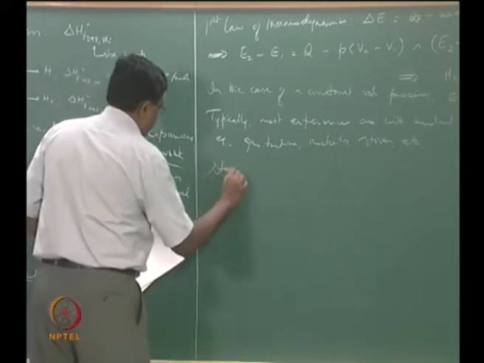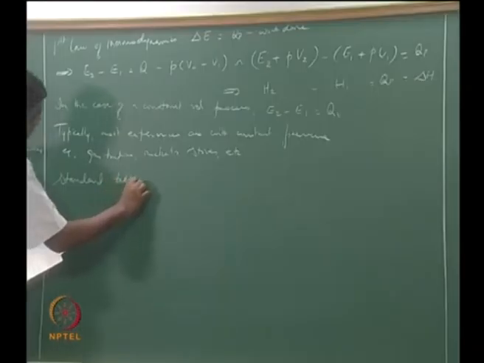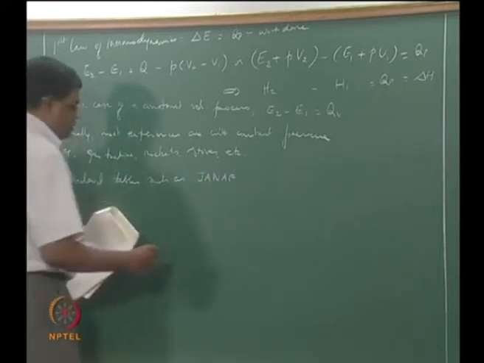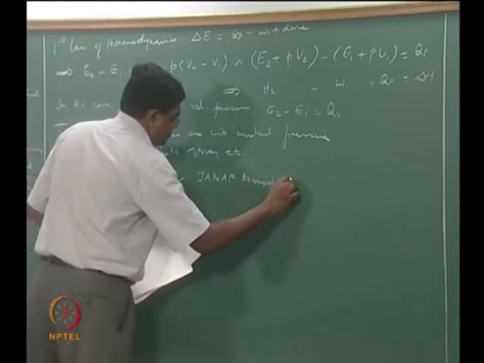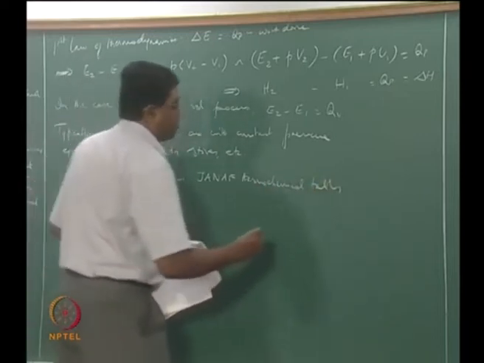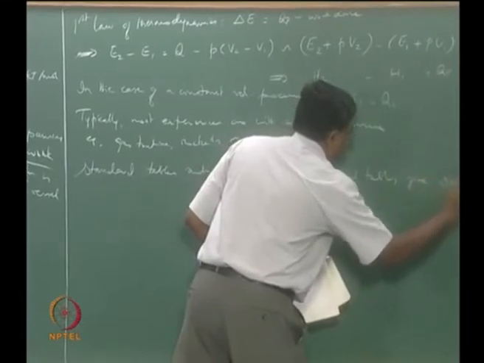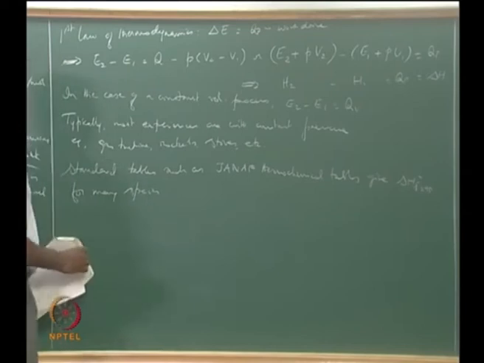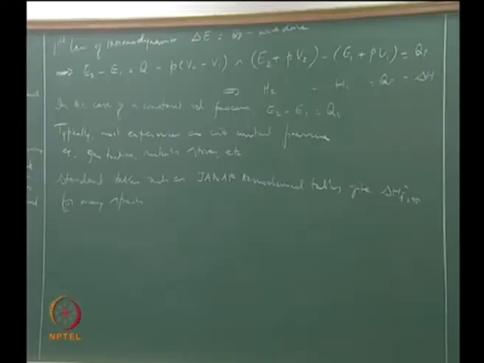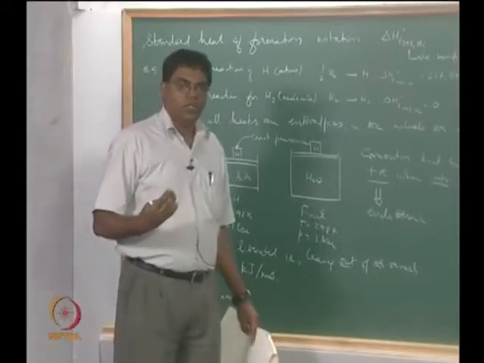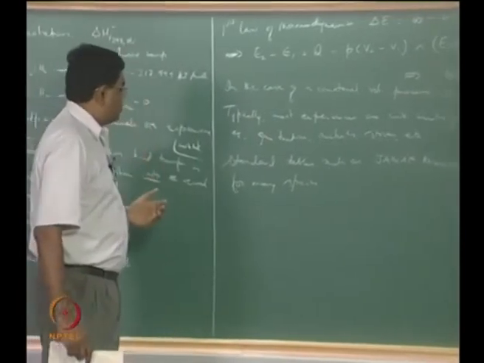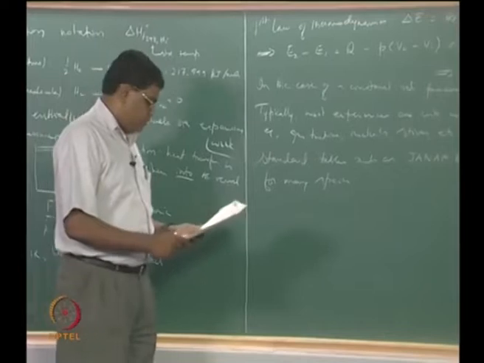The other thing is standard tables, such as what's called the JANAF thermochemical tables, which catalog or simply give delta HF naught 298 for many species. In fact, this tells you why we need to actually have a standard heat of formation. Okay, so it's possible now if you standardize the conditions at which you want to catalog or tabulate the heat of formation, then it's possible for you to actually have tables like the JANAF thermochemical tables, which will give this for many species. Okay, so these are available.